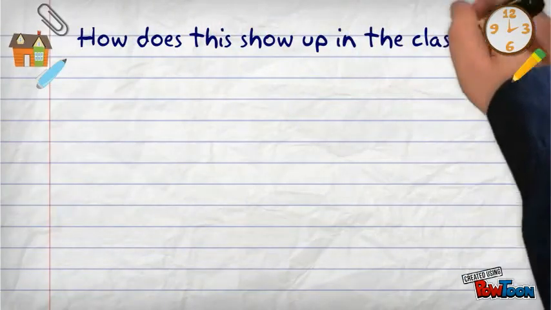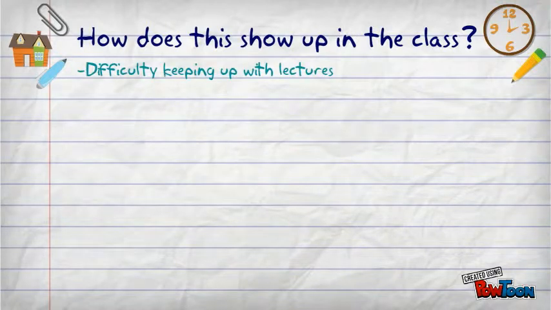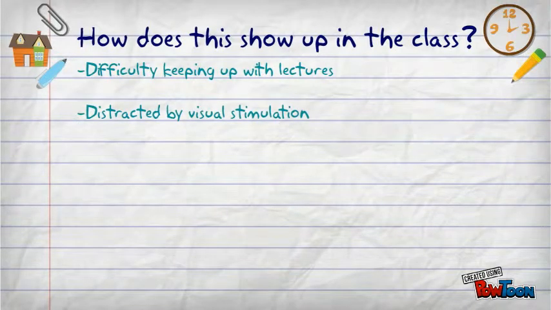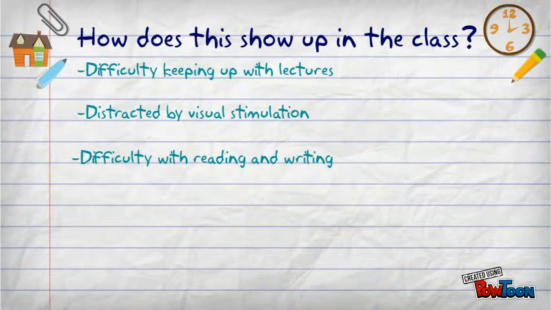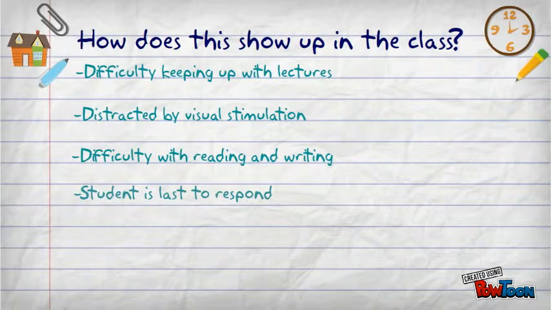If you have a deaf student in your class, you may notice that they have difficulty keeping up with lectures or any other classroom communication. They may be easily distracted by visual stimulation and have difficulty with reading, grammar, spelling, and writing. You may also notice that students who use interpreters are often the last to respond. This is not because the student is slow, but simply because the interpreter has to be several seconds behind what is being said in order to communicate the concepts effectively.